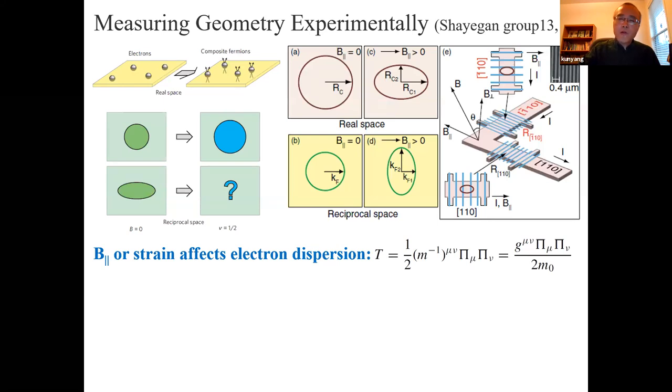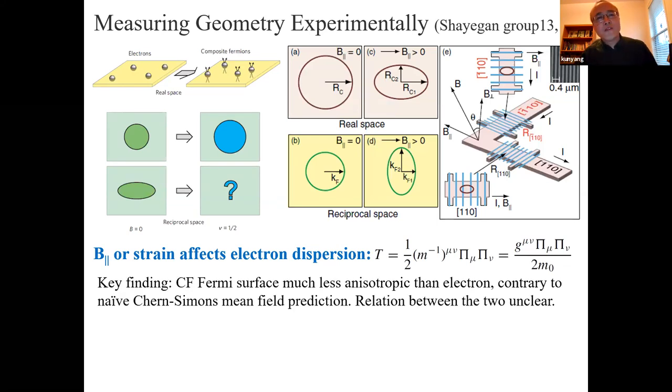So the unsurprising result is that, once you have this mass anisotropy, not only is the electron Fermi surface distorted, so is the composite fermion Fermi surface. But the surprise is that they always find the composite fermion Fermi surface is much less anisotropic than the electron Fermi surface. And this is contrary to the very naive Chern-Simons mean field theory, which just has the same effective mass for electron and composite fermion, in which case they would have the same anisotropy as well.